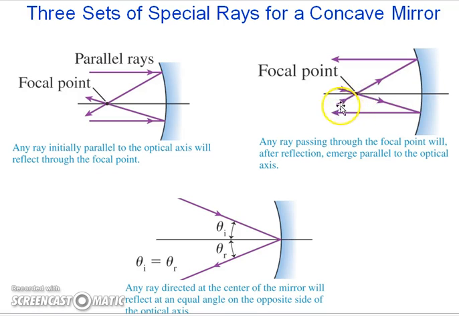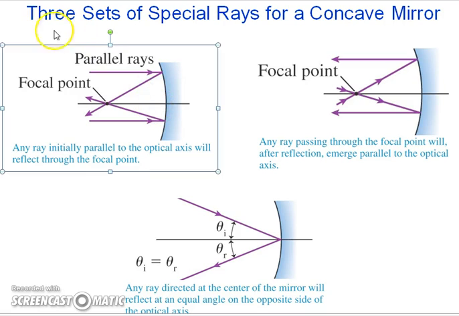Second, a ray passing through the focal point will, after reflection, be parallel to the optic axis. So these two rays are important special rays for ray tracing. Then the third one is that if a ray falls at the center of the spherical mirror, then this ray follows the law of reflection. And what does that mean? That the angle of incidence is equal to the angle of reflection, which we saw for a plane mirror, and which is true even for a curved mirror.